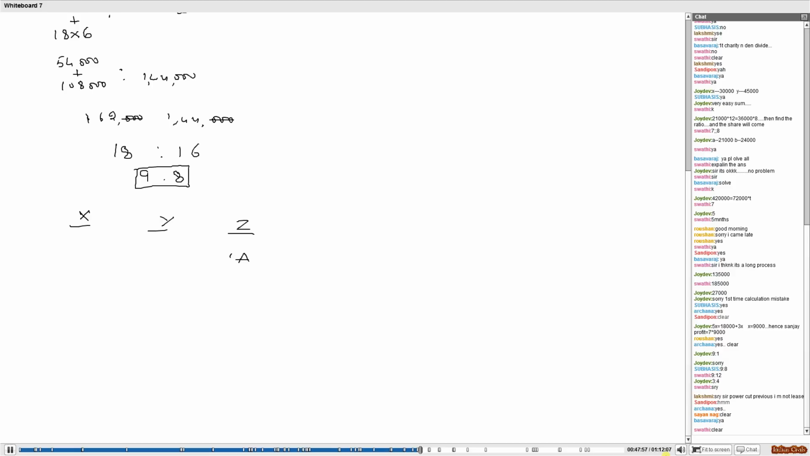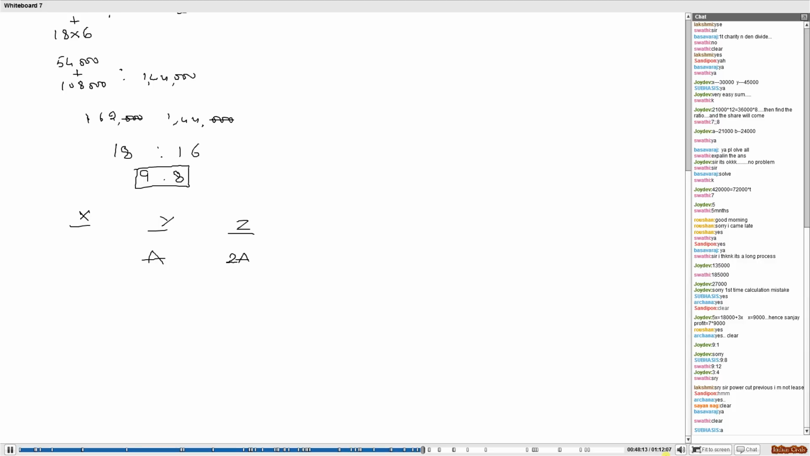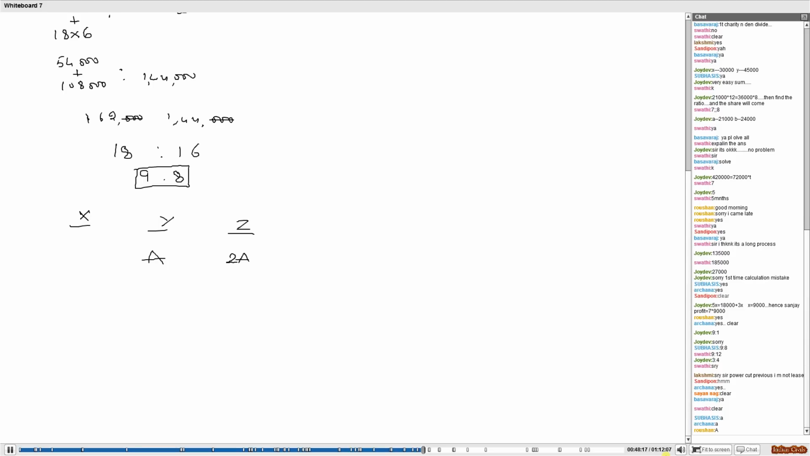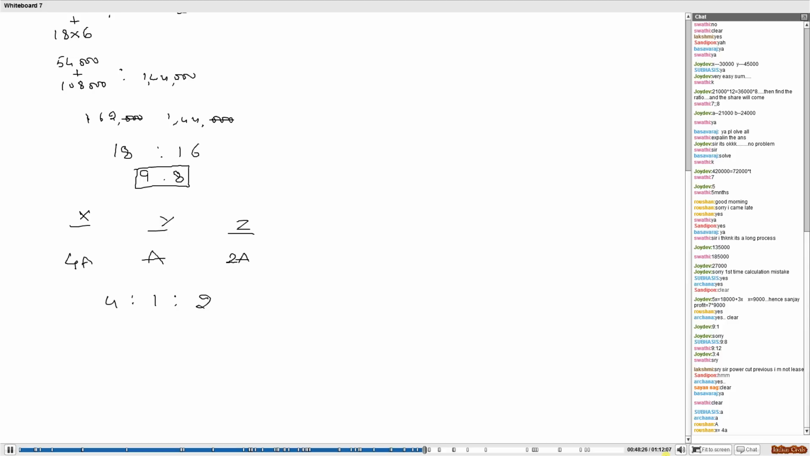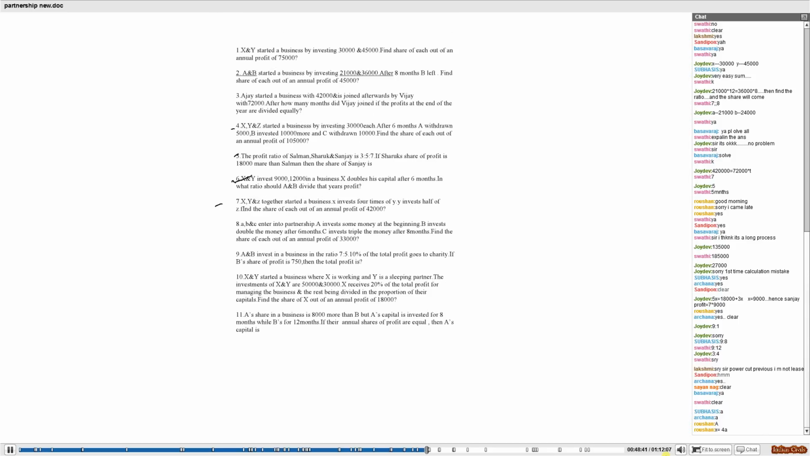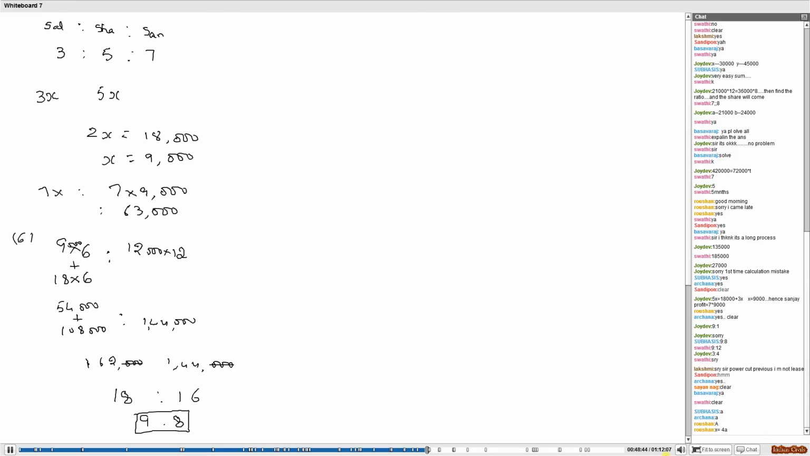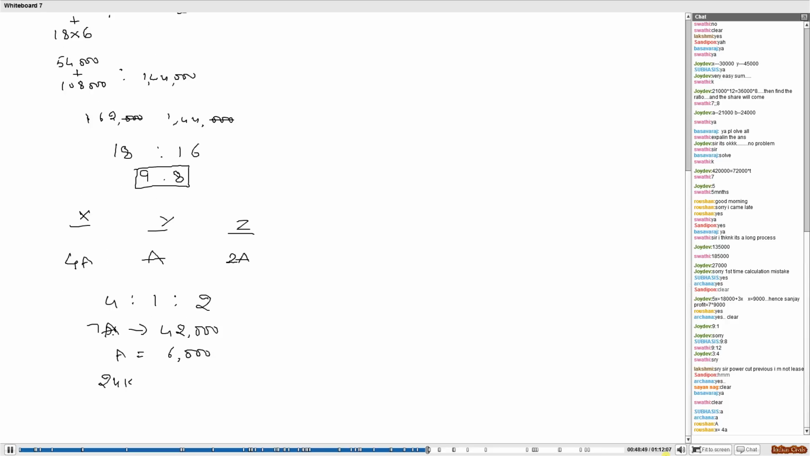Okay. What I will do is, let us take Z invested 2A. What will be the investment of Y? Y invests half of Z, that is A. Simple. If you take A, then you want to go for A by 2, that is time-taking. So X invests 4 times of Y, that is 4A. Simple, you can say 4 is to 1 is to 2. Total will be 7A, that is equal to 42,000 given. So A is equal to 6,000. What is the question asked? Find the share of each. So you can say 24,000, 6,000 and 12,000.